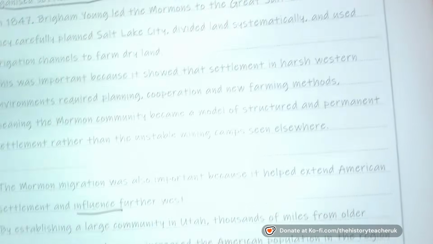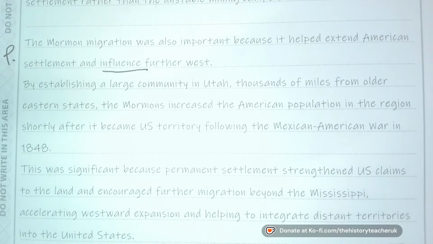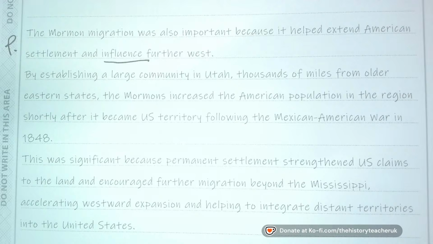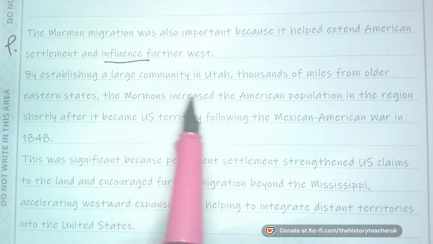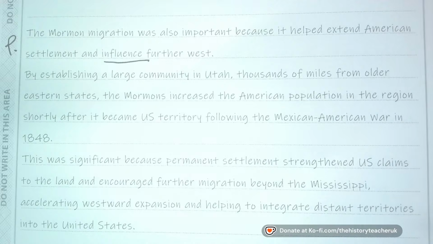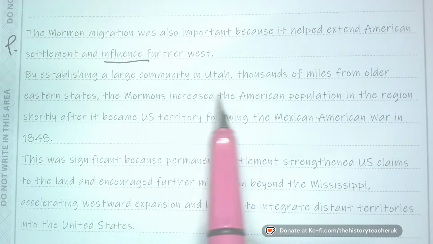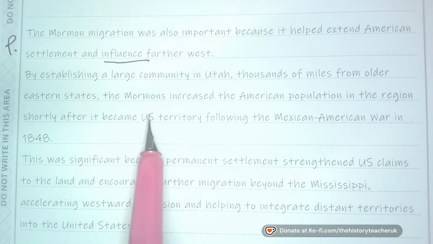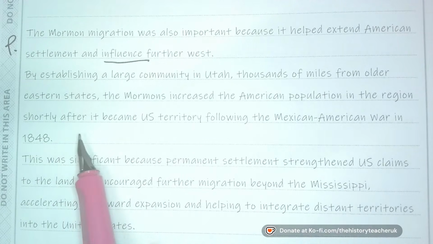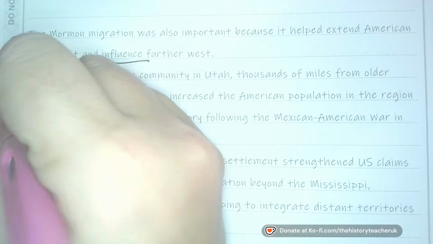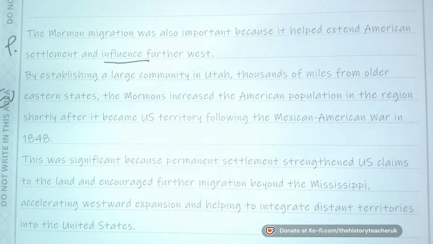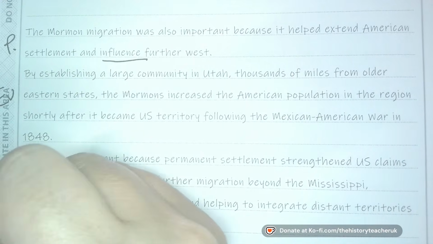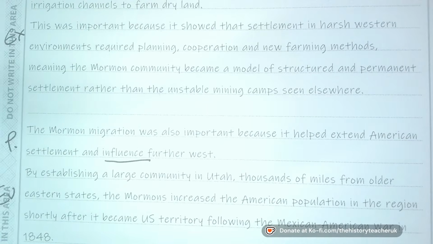But because I'm not in an exam, I had time to think about it. So I came up with a second one. But in an exam period, I'd have just binned it off. But I went with extended American influence, basically. So by extending the large community in Utah, thousands of miles from other eastern states, the Mormons increased the American population in the region. So that's my evidence. And then that's significant because it's a permanent settlement. It strengthened US claims to the land and encouraged further migration because people had a place to go. So that's my explanation.